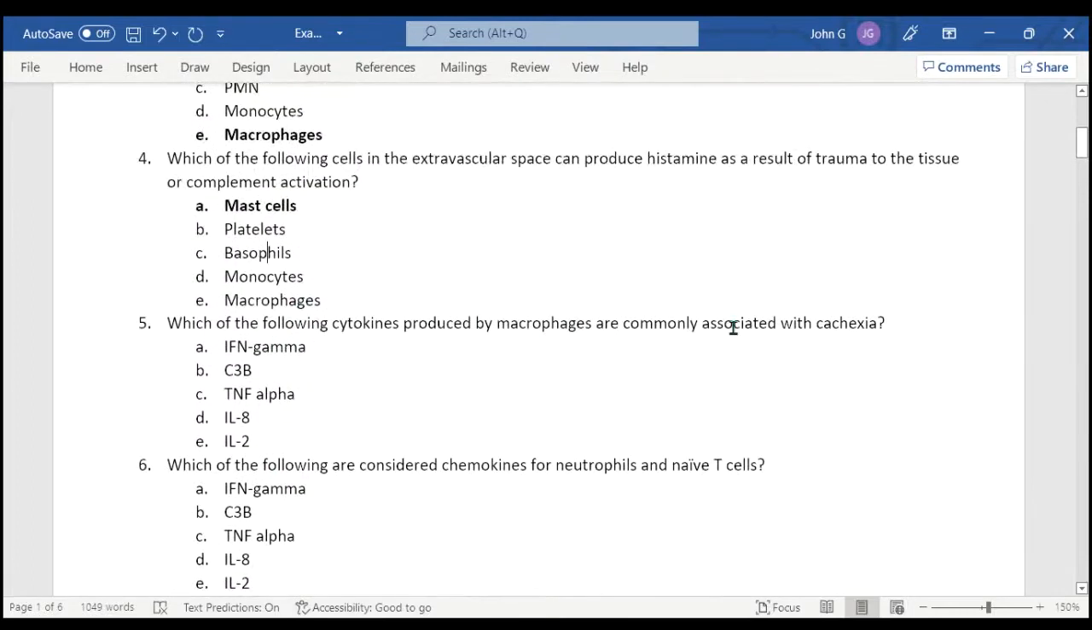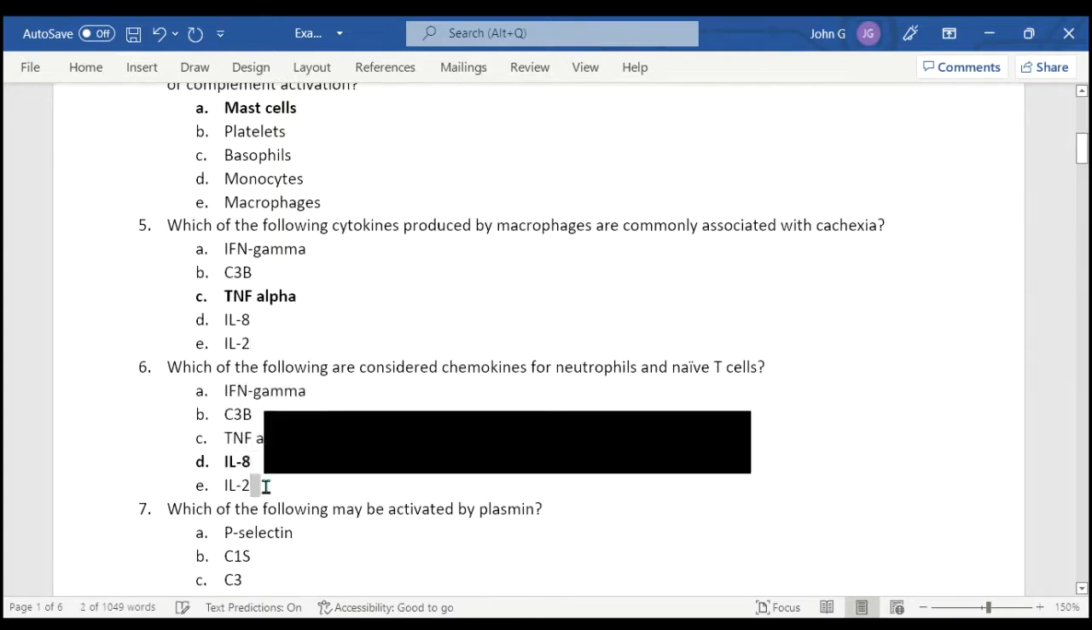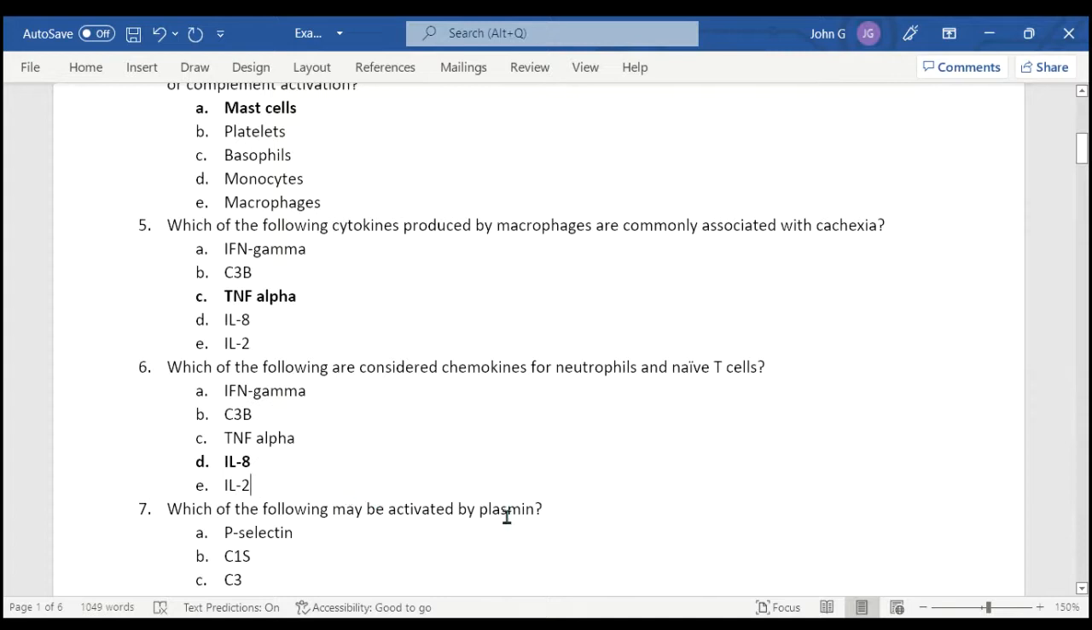Now, which of the following cytokines produced by macrophages are associated with cachexia? That's going to be tumor necrosis factor alpha. The only other option here that is even made by macrophages is IL-8. And IL-8 is just a chemokine for neutrophils and T cells and basophils. TNF is actually an inflammatory cytokine. Okay, which of the following are considered chemokines for neutrophils and naive T cells? That's going to be IL-8, made by macrophages.